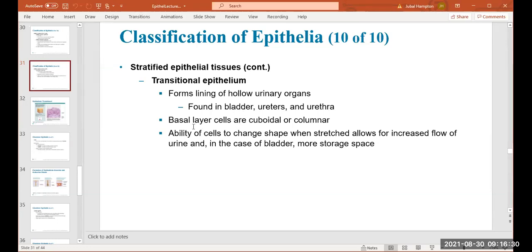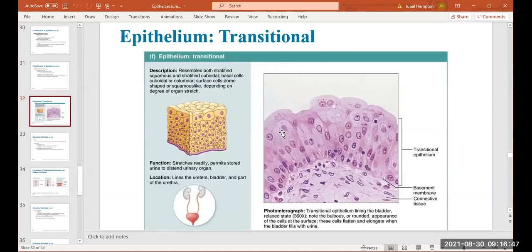Now, the basal layers of the cells are either cuboidal or columnar in shape. Most of the time it looks like cuboidal, but this tissue has the capacity of stretch. Here we see a relaxed form of transitional epithelium. You'll notice that the cells are like from columnar to cuboidal in shape. We see nuclei up near the apex, and of course in the midst, down below.